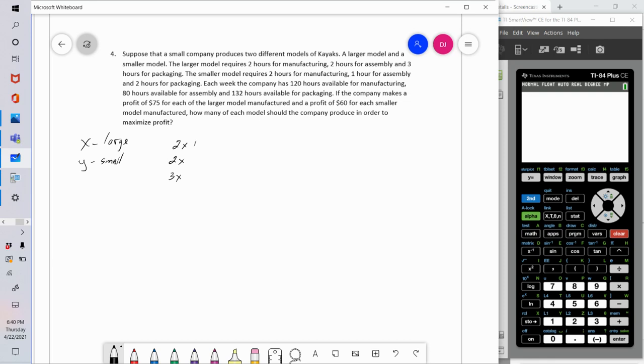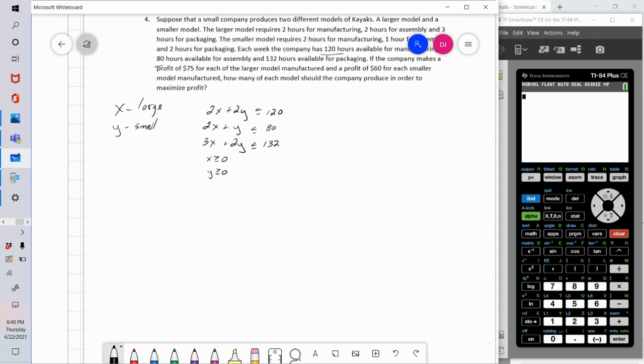The small model requires 2 hours for manufacturing, 1 hour for assembly, 2 hours for packaging. The constraints we have here is the company has up to 120 hours for manufacturing, up to 80 hours available for assembly, and up to 132 hours for packaging. And again, X and Y must both be bigger than or equal to 0.